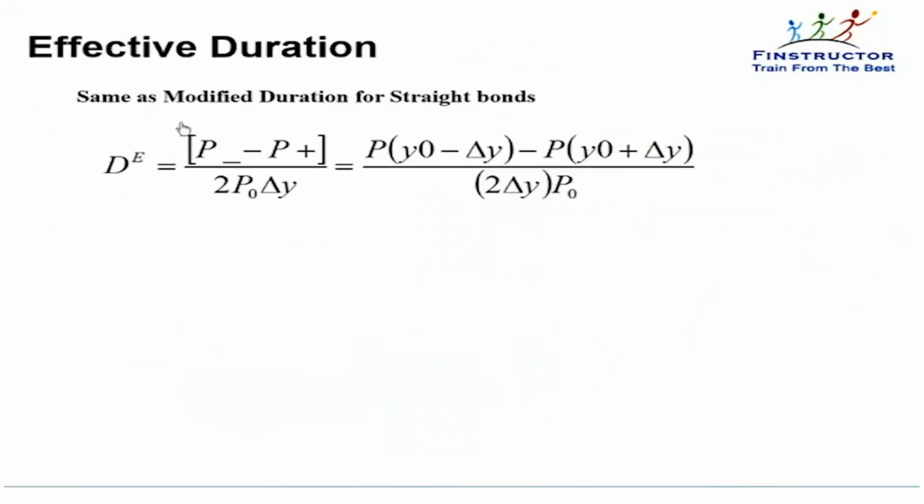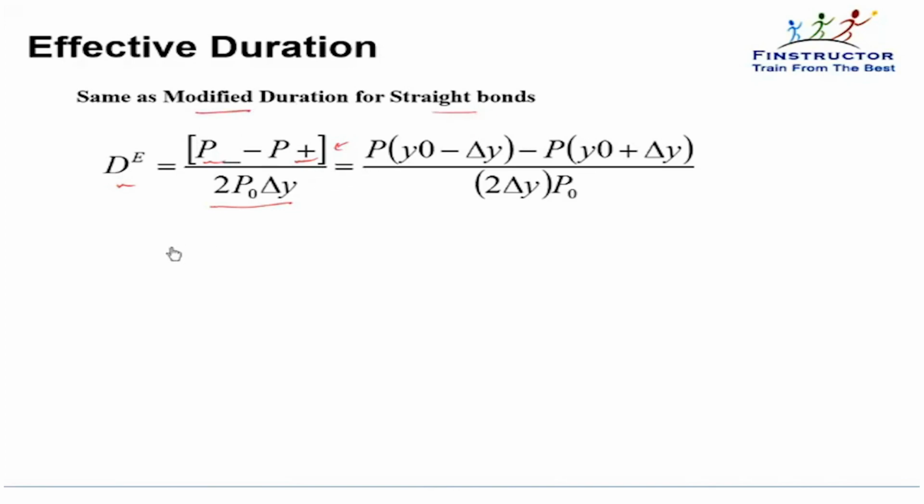Now, the duration calculation that we did, 7.7%, can also be calculated with the help of this formula. So it's the same concept that we just studied, only it's been simplified into an easier formula. It is the price when the yields go down minus the price when the yields go up, upon 2 into the original price into the change in yields. This is called the effective duration, which will be the same as the modified duration for straight bonds or regular bonds that we studied.